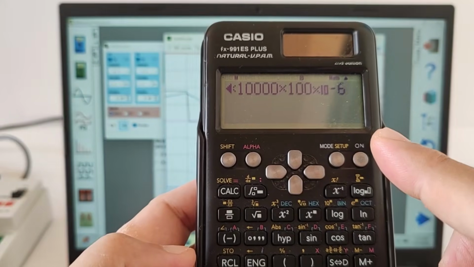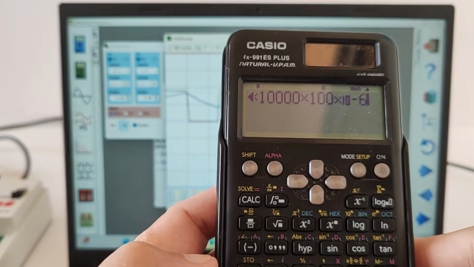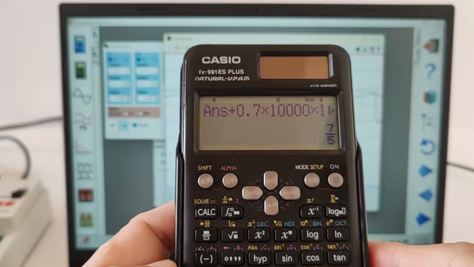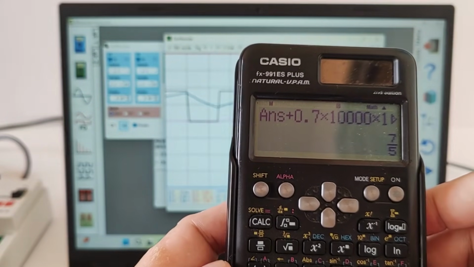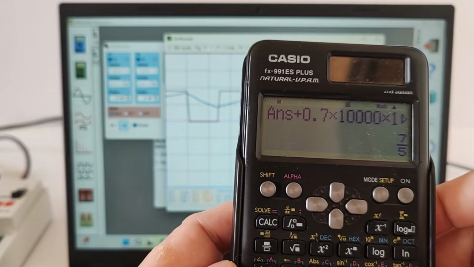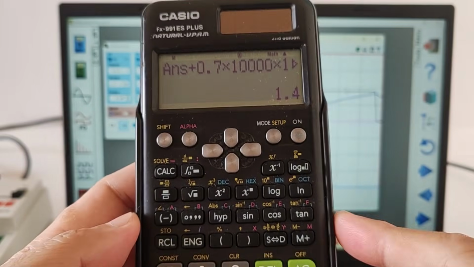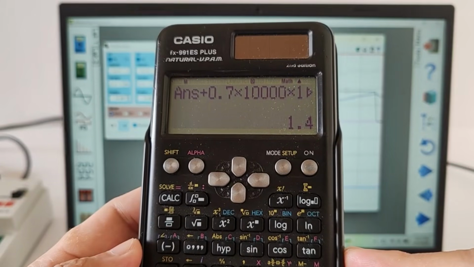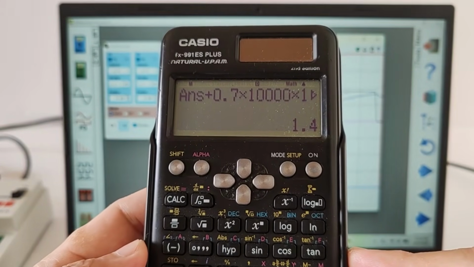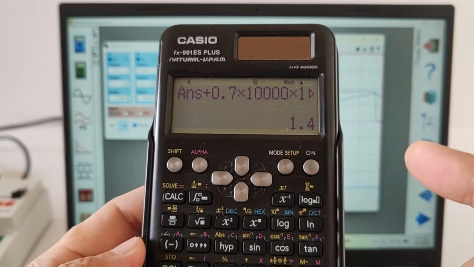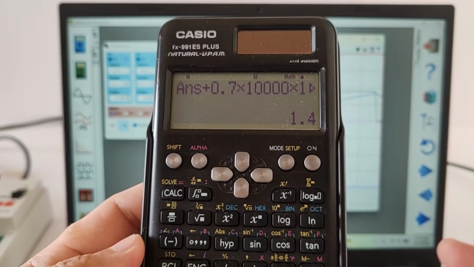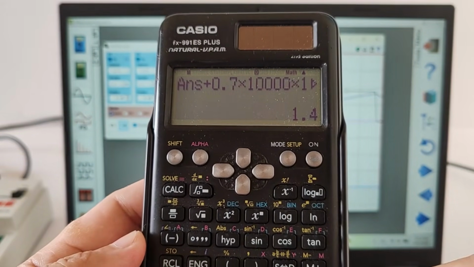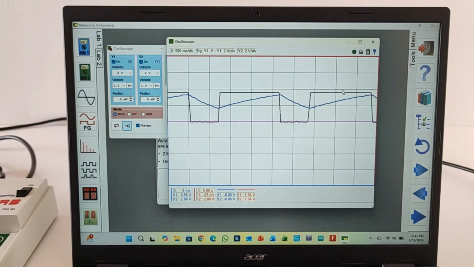So this is now for T on. Let's see the computed value. What do I get here? See, based on my calculator, the computed value, I'm getting 1.4 seconds on. And my measured value was around 1.45. Very close to the measured value. That more or less confirms the theoretical aspect of our discussion earlier in this video.